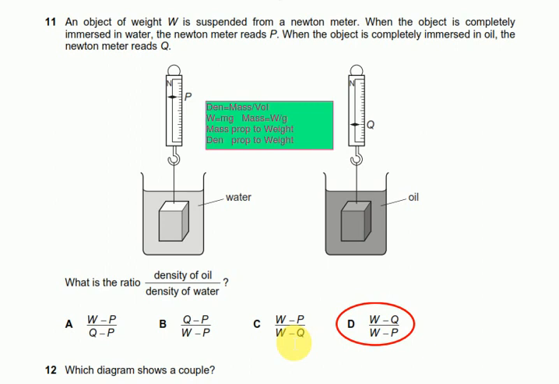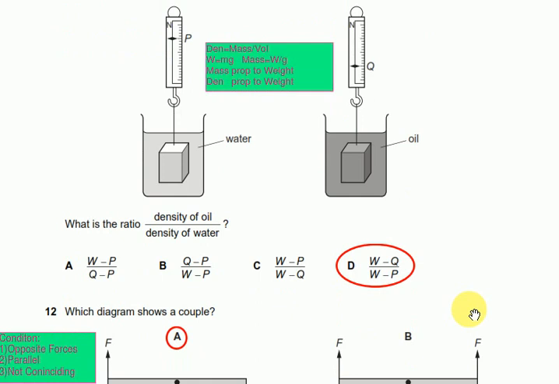Okay, so density of oil would be proportional to W minus Q, and density of water would be proportional to W minus P. So D is the appropriate answer.